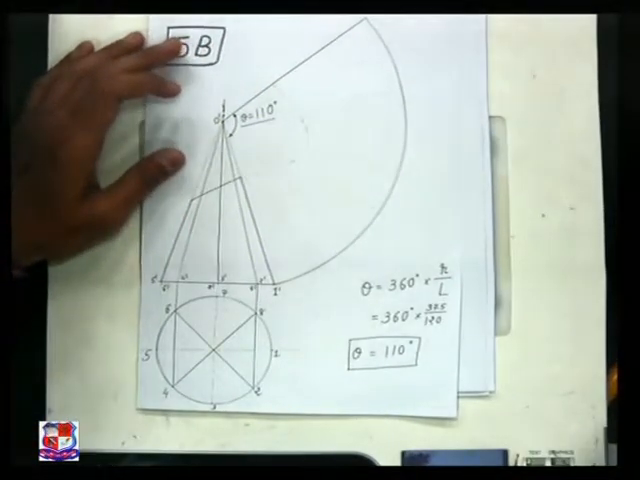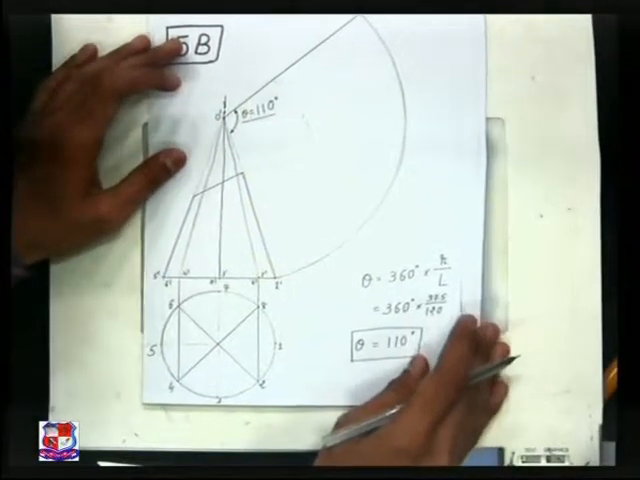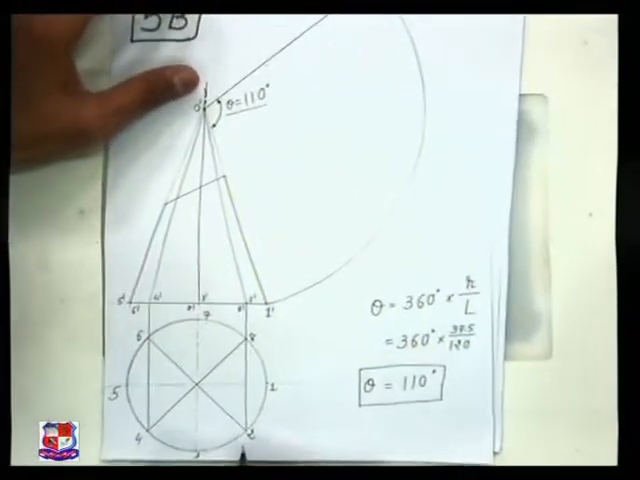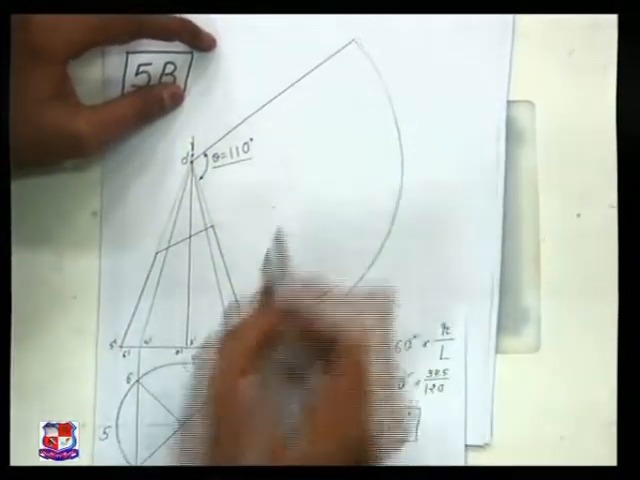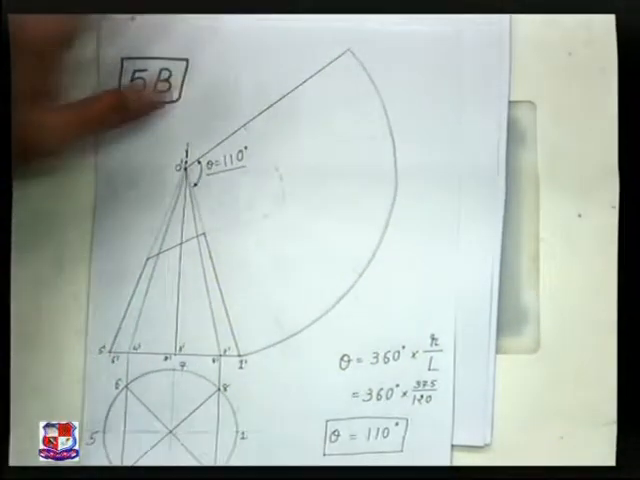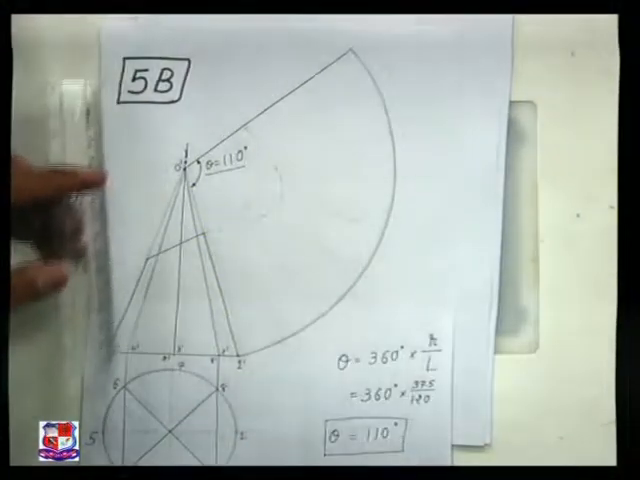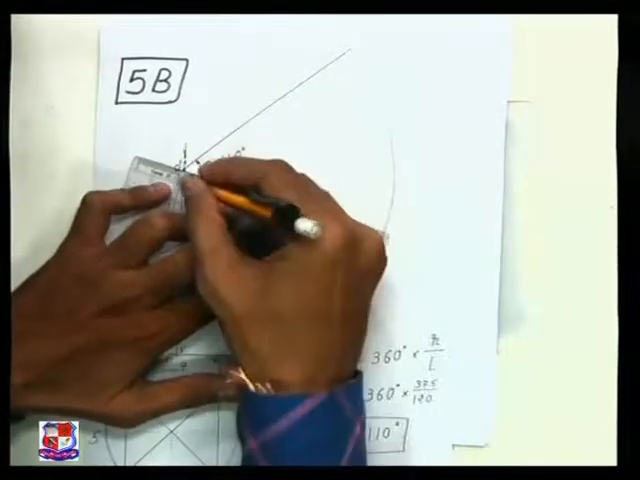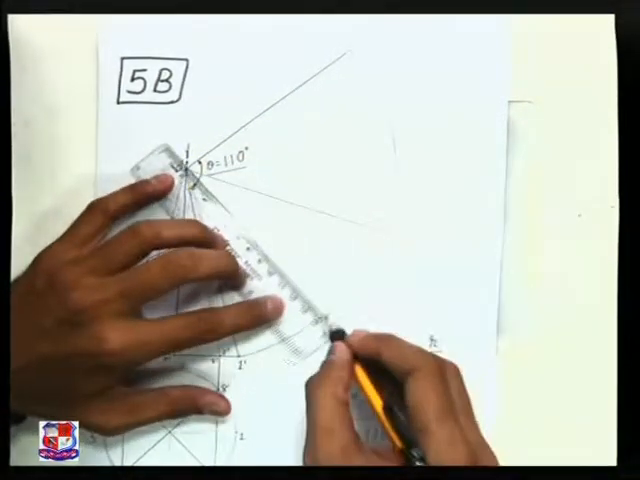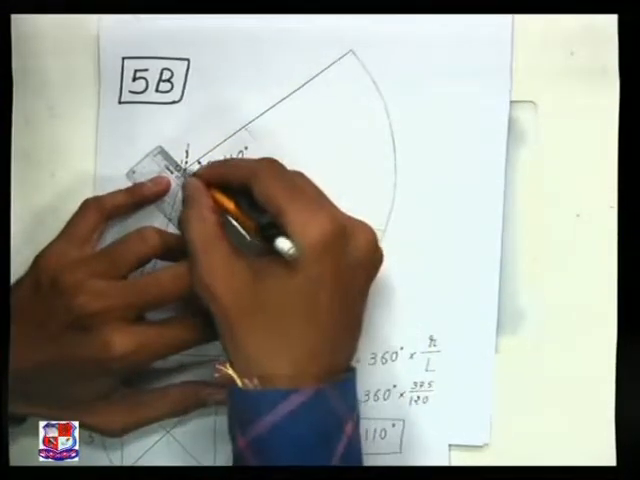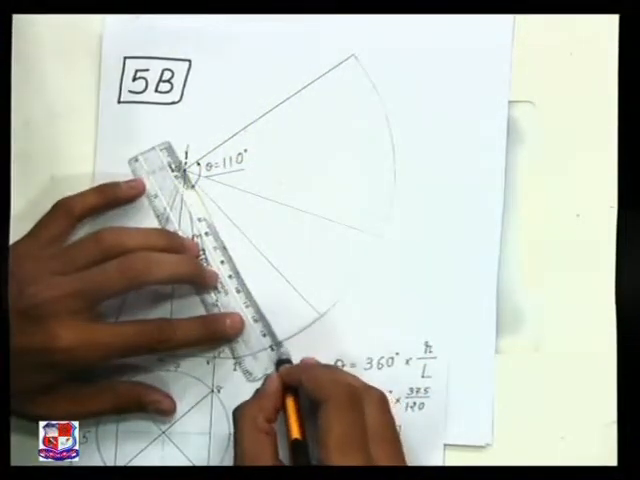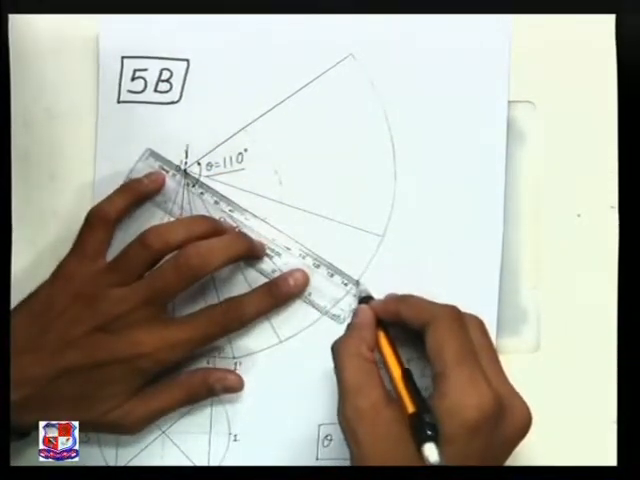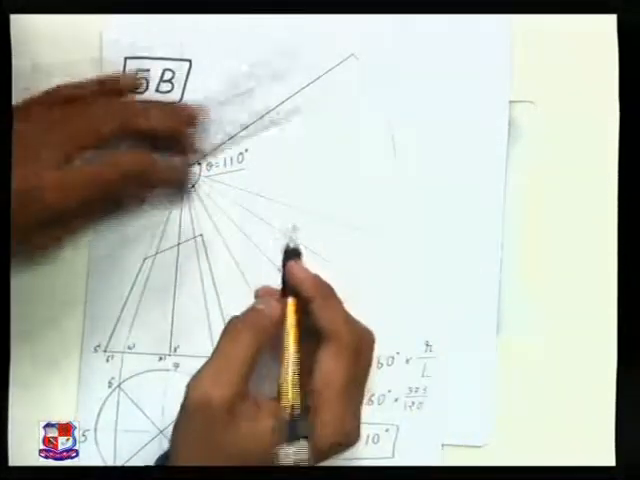Now, to draw the development of this portion, what should we do? We have divided this circle into 8 equal parts. So divide this portion or this angle into 8 equal parts also. To divide into 8 equal parts, the total is 110 degrees. So 110 divided by 2, 55 degrees would be there. Two equal parts, again 2 equal parts of 55 degrees, that is 27.5, and half of 27.5. So we can divide this total angle into 8 equal parts.